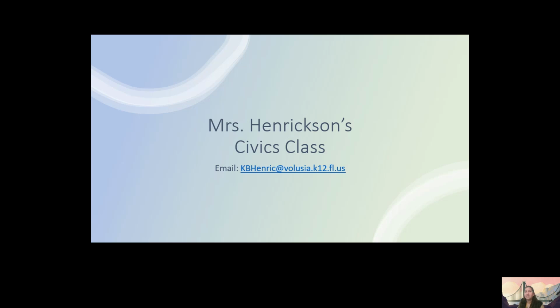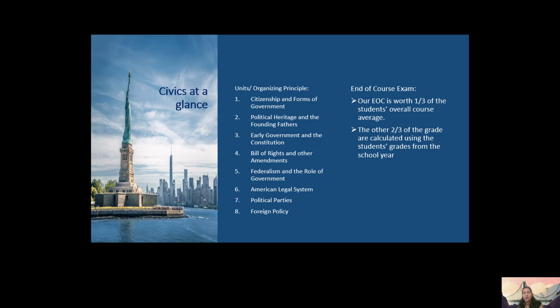So kind of civics at a glance here, I want to go through a couple of different things. With civics, we have 8 different units or organizing principles. And for each unit, we have a district DIA. So we have already done Unit 1, which is citizenship and forms of government. We are about halfway through political heritage and the founding fathers, which is Unit 2. We'll be in this one until the end of this grading period.